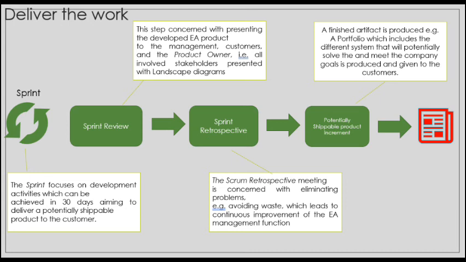Lastly, we have a potentially shippable product increment. This would be a finished artifact that is produced, for example, a portfolio which includes different systems that will potentially solve and meet the company goals, and is given to the customer. With these in mind, this is how we see that you can adapt the CSVLOD model into a Scrum Agile method, or work in line with it, to ensure that we actually add value to the business.